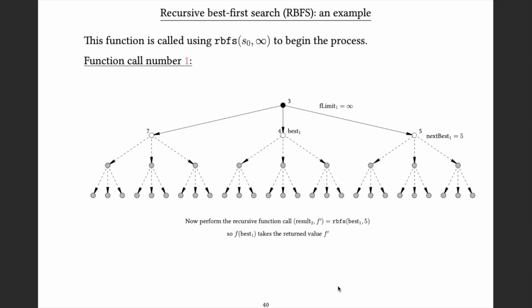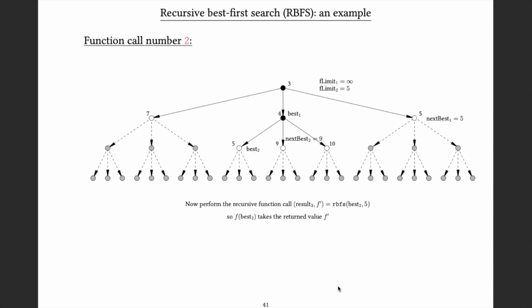And then we call again recursively using best 1 as the starting point. So we're going to do a recursive function call that's RBFS using best 1 as the starting state, 5 as the f limit because that's the best alternative we've seen so far, and it will return into a result variable and an f prime, either as goal state or none for result 2, and f prime, which will be used to rewrite the f cost of best 1 if we come back on the basis that we want to explore an alternative possibility. Okay, so the f cost of best 1 takes the return value f prime.